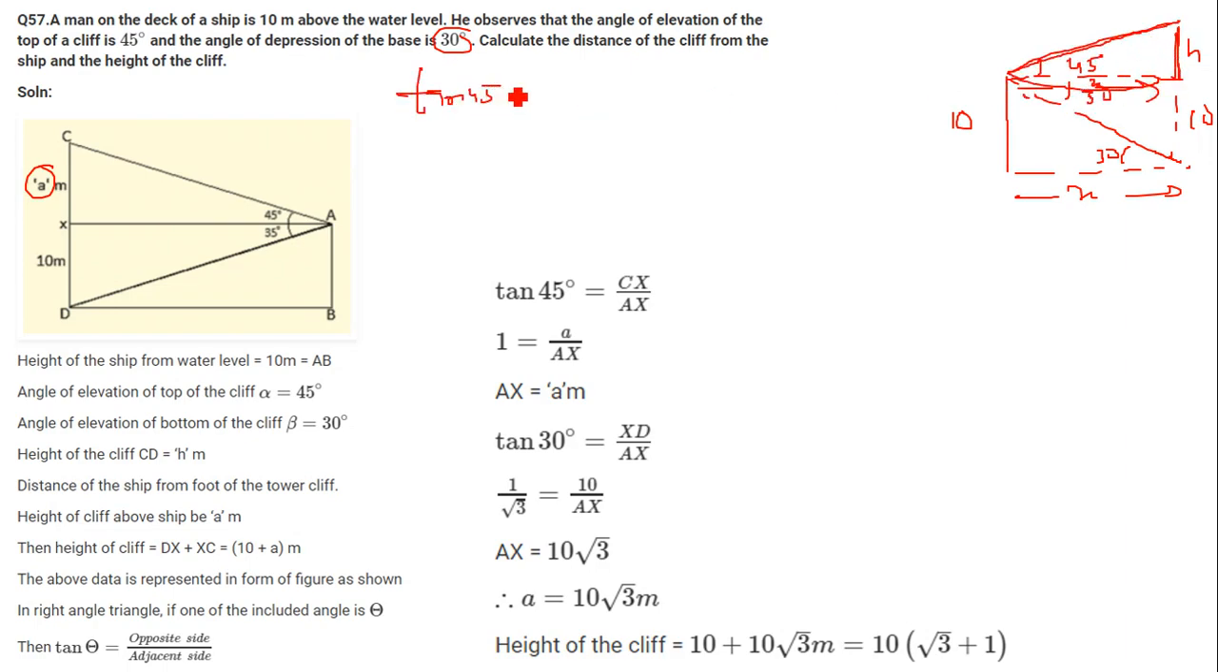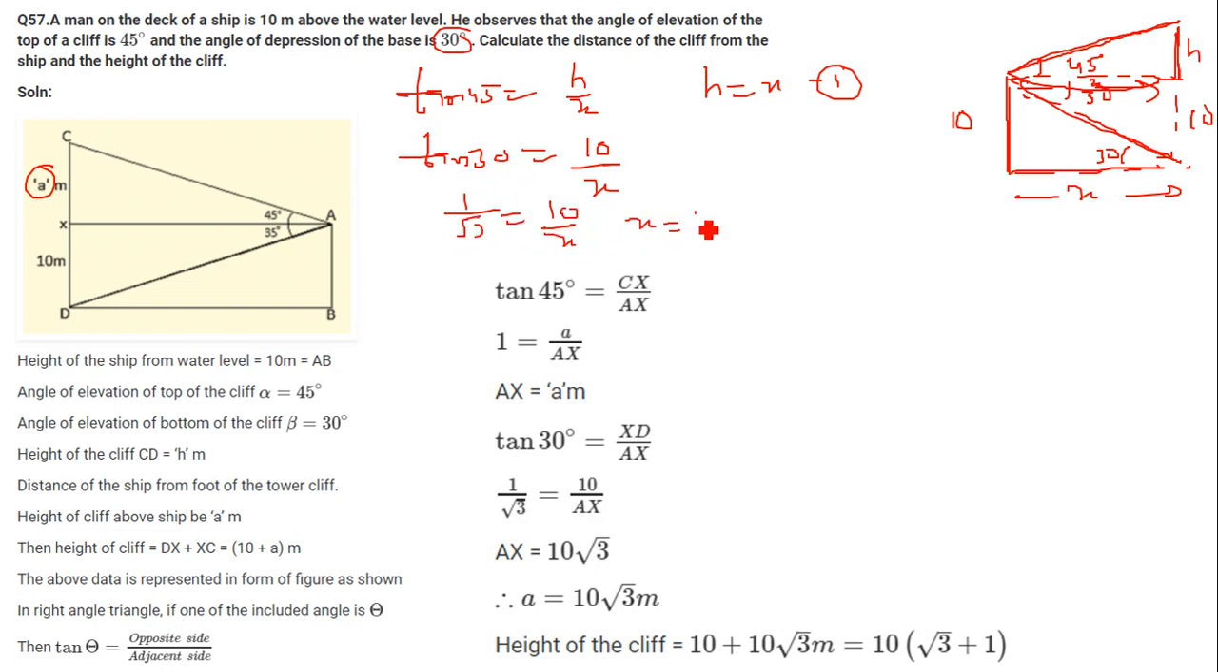First triangle. So here tan 45 will be equal to h by x. So what do we get? h equals x because tan 45 is 1. So this is our first equation. Now coming to this triangle, tan 30 degrees is 10 by x. So what do we get? Tan 30 is 1 by root 3 equal to 10 by x. So x is 10 root 3. So this is the answer, and because h is also this one, both of these are 10 root 3.